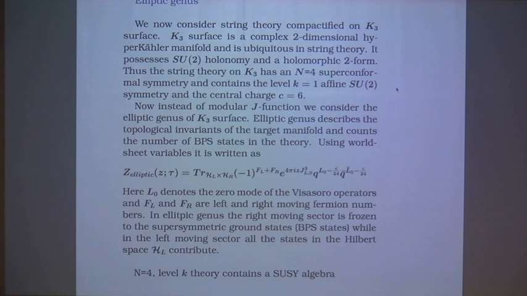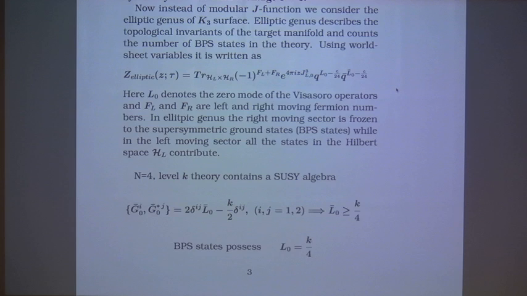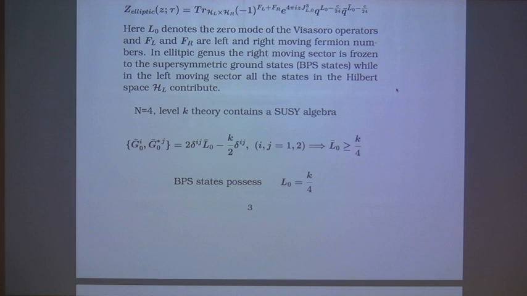So because of that, in the right moving sector, we don't do any computation, just a ground state. The left moving sector has an infinite summation. There must be some kind of trick to perform this computation. Actually, at that time, in the late 1980s, we were trying to compute such an object. And in general, it was not quite possible to compute this.